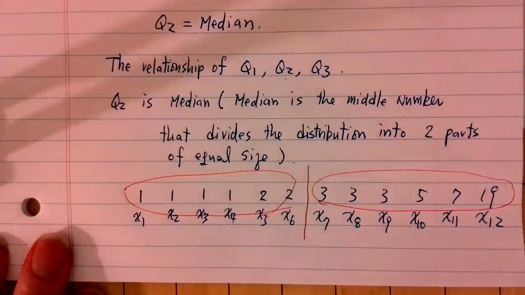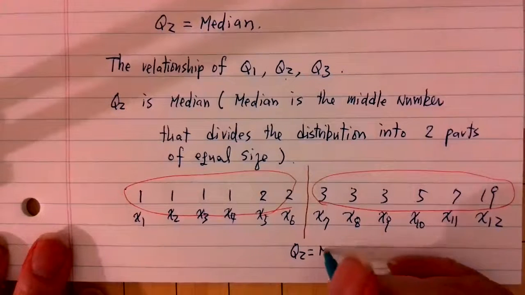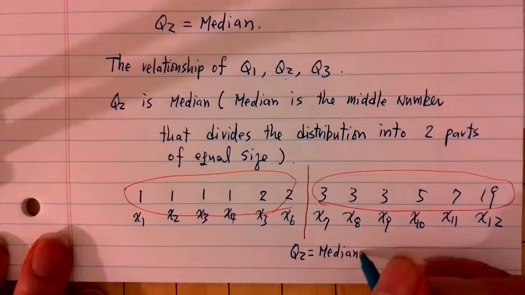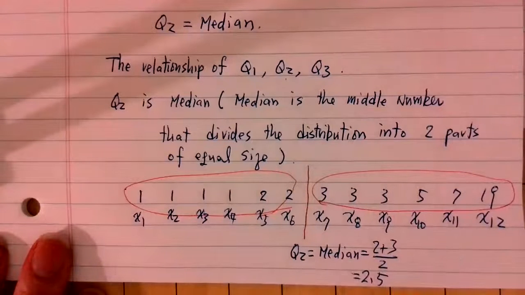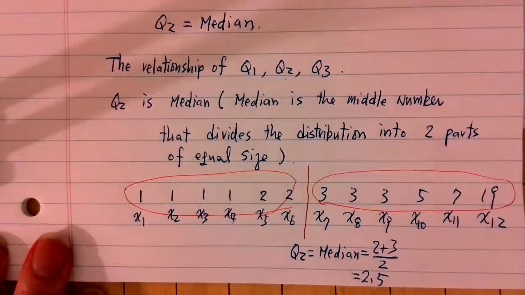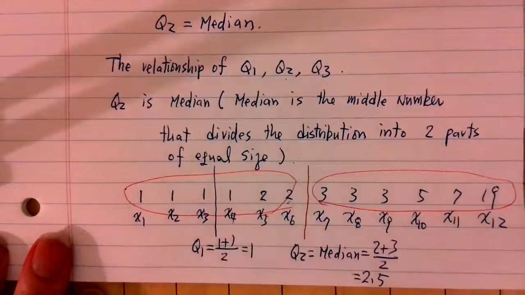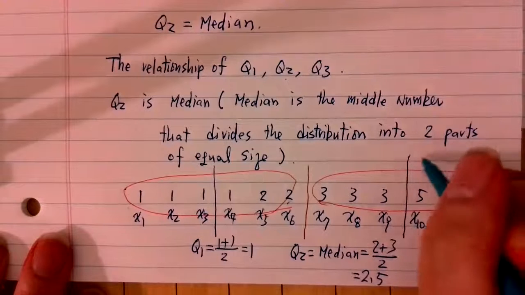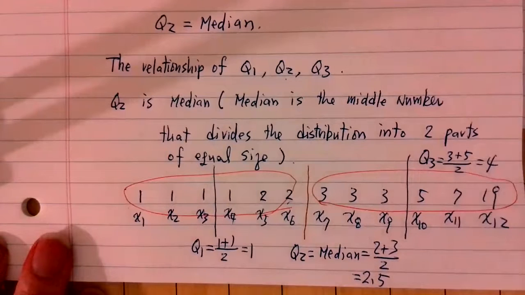Okay. So median, in this case, Q2 is equal to median. And that is the average of two middle numbers. In our case, 2.5, okay? So median is the middle number that divides the list into two parts of equal size. And what's Q1? Q1 is a middle number of the first half. And what's Q3? Q3 is the middle number of the second half. Okay, so that is the relationship between Q1, Q2, and Q3.